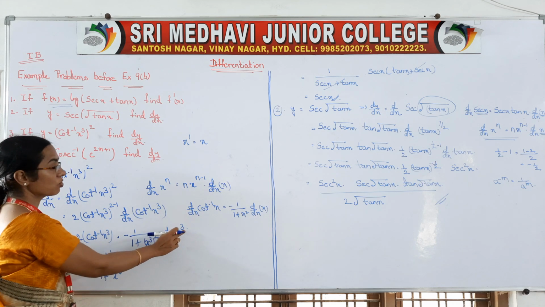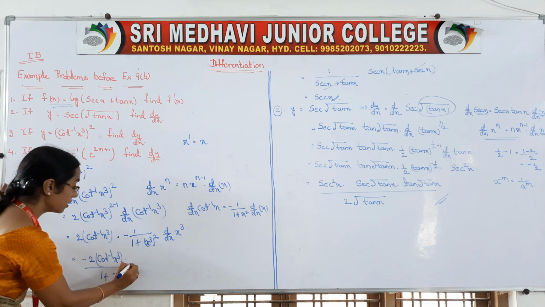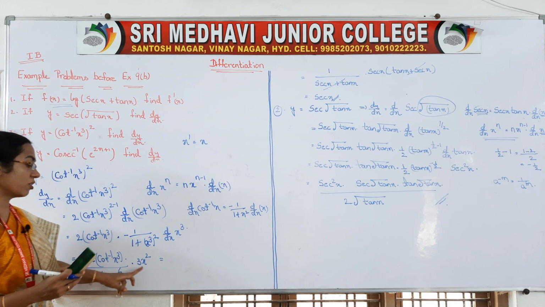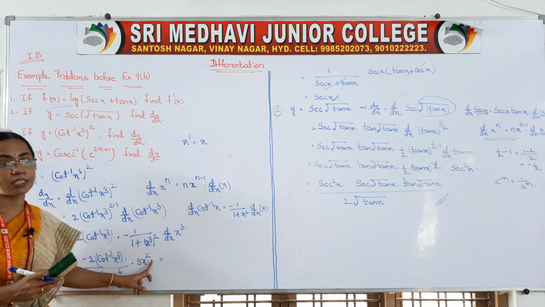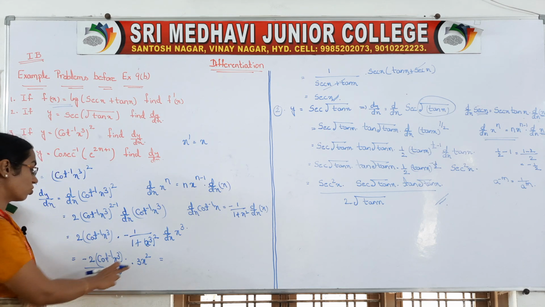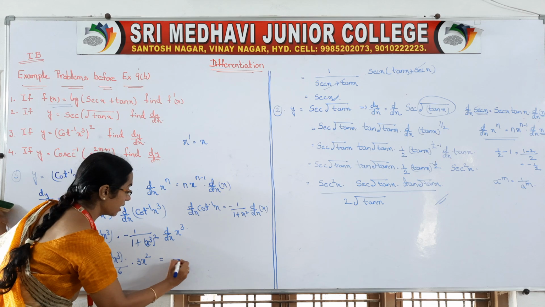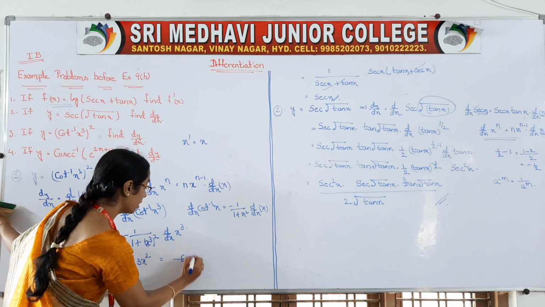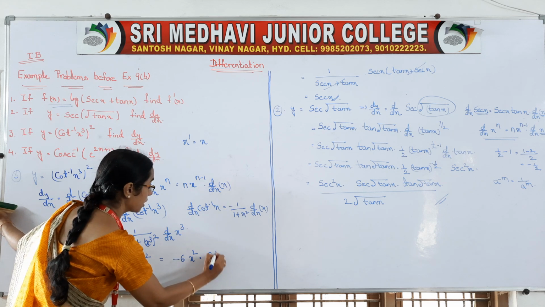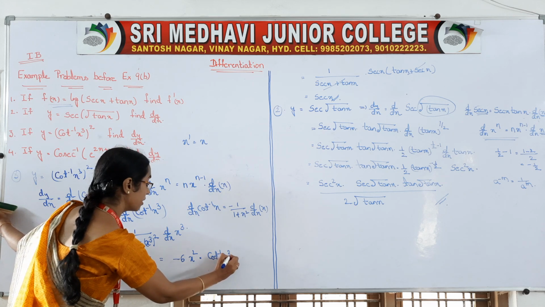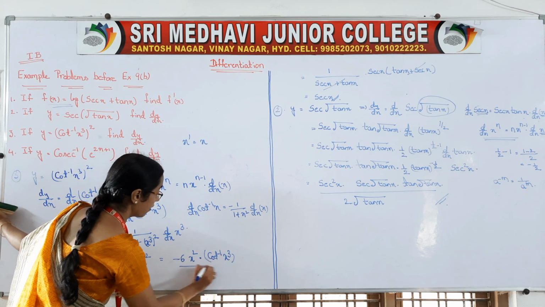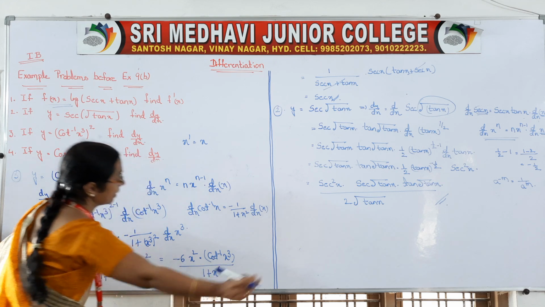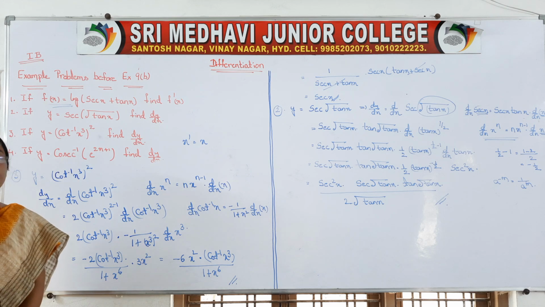D by dx of x to the power of n form, what is that? It is n into x to the power of n minus 1. So 3 into x square, since 3 minus 1 is 2. And 3 2s are 6, so it is 6 x square into cot inverse of x cube, divided by 1 plus x to the power of 6. That is the answer of your third question.